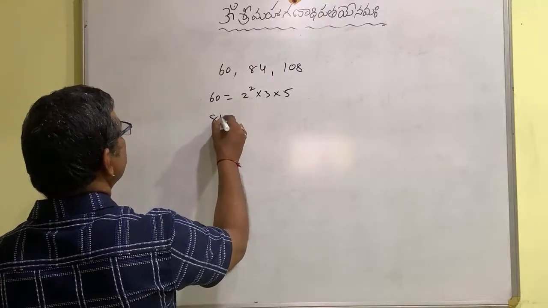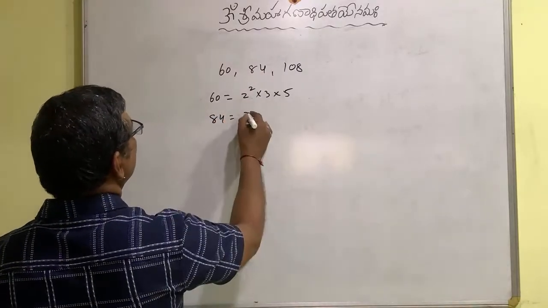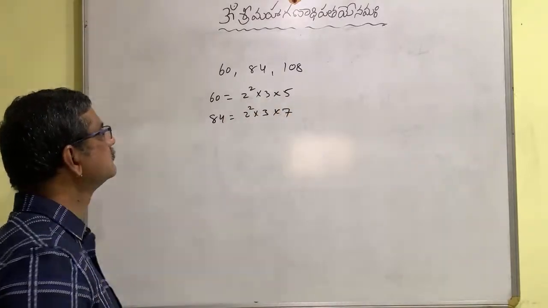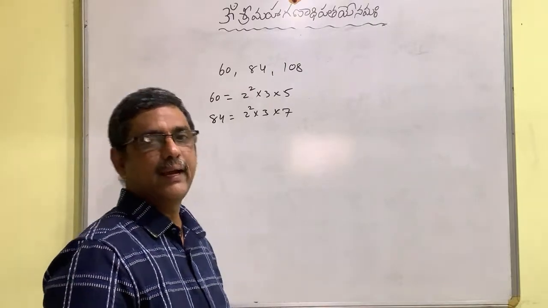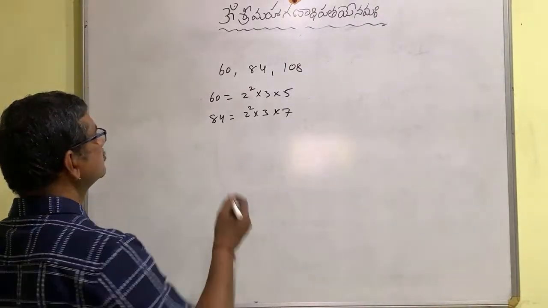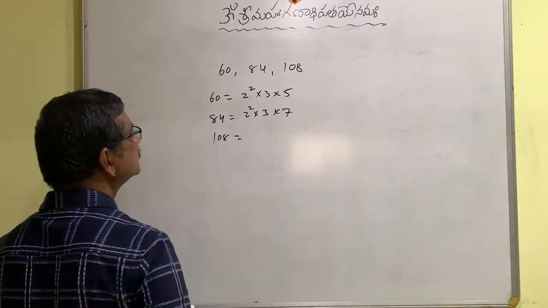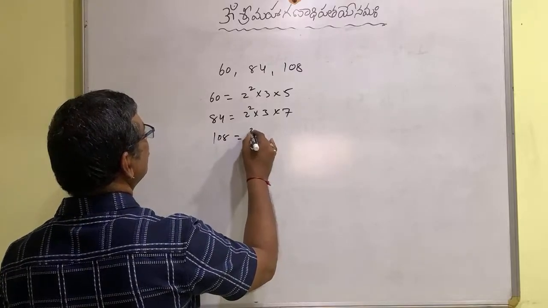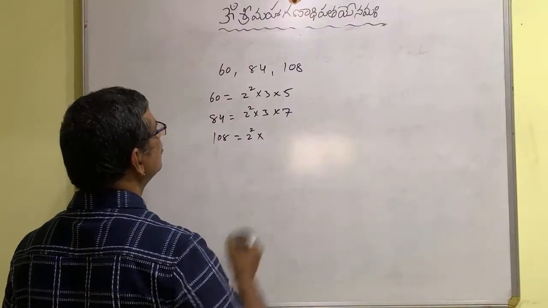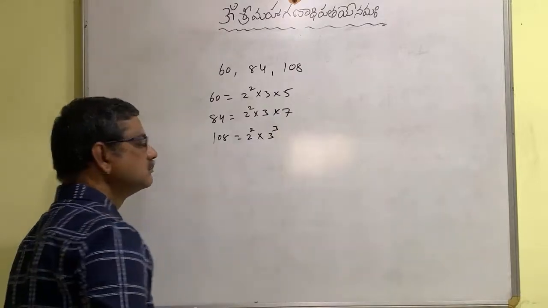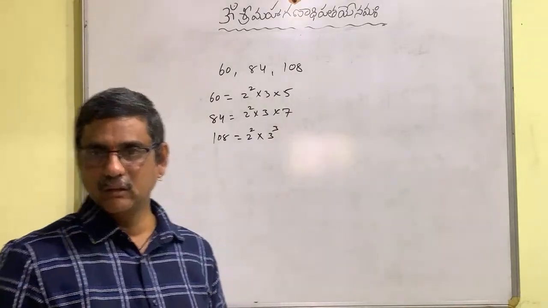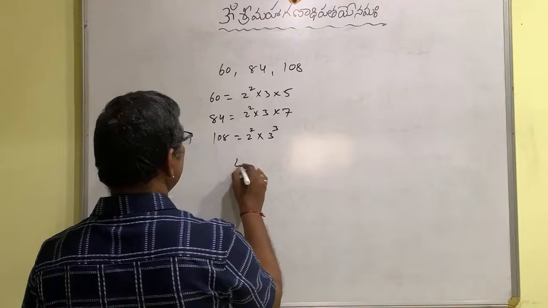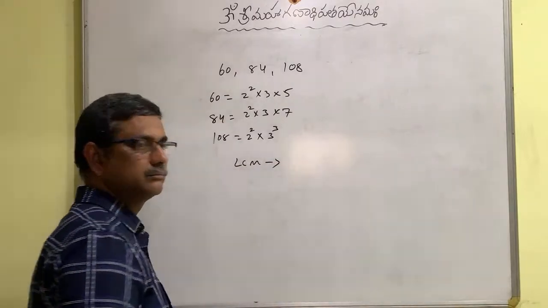And 84, 2 square into 3 into 7. And 108, 2 square into 3 cube. Okay? Now, LCM.